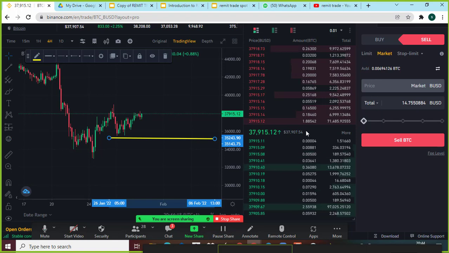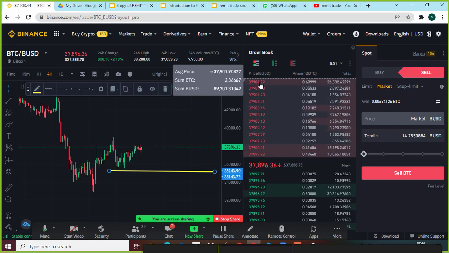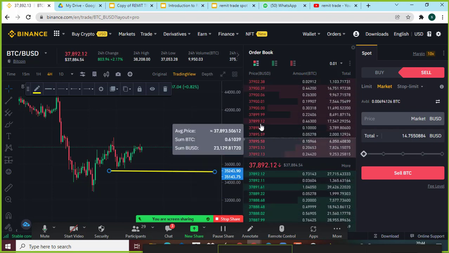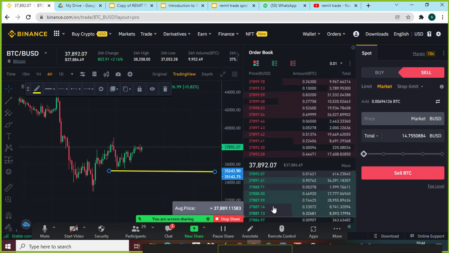That is why on so many exchanges, you will see this as bids. And these are offers. These are bids. These are offers.